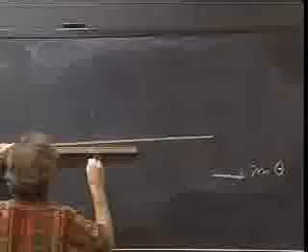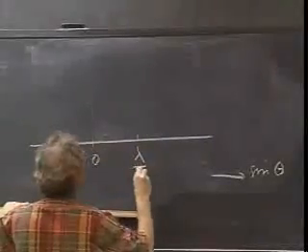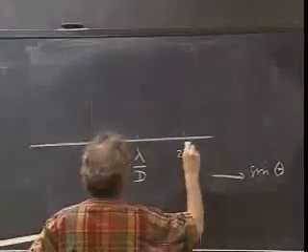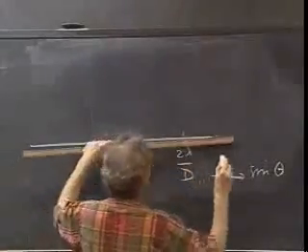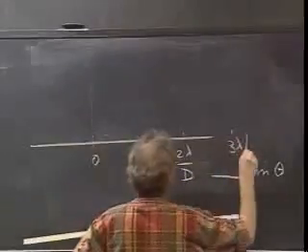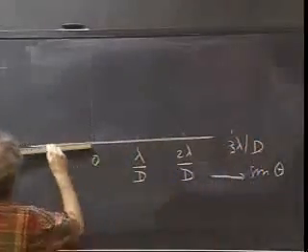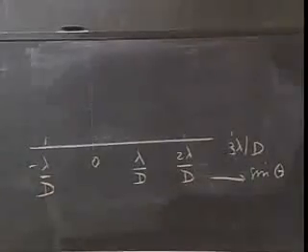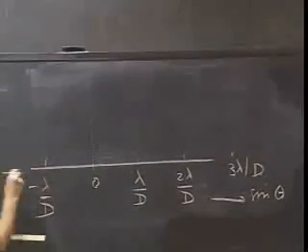And let this be lambda divided by that capital D. That is the slit width. This is 2 lambda divided by D. And here is 3 lambda divided by D. And on the other side, minus lambda divided by D, and so on. I'll put one more in.